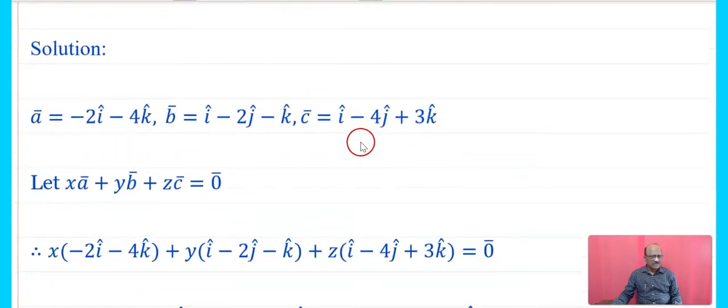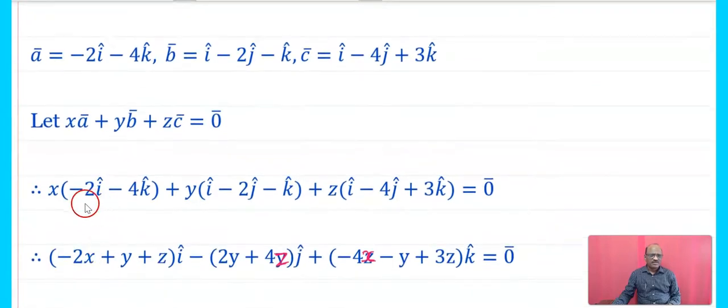Now here these are the vectors. We can express them like this: xā + yb̄ + zc̄. Substitute the values of the vectors: x(−2i cap − 4k cap) + y(i cap − 2j cap − k cap) + z(i cap − 4j cap + 3k cap) = 0.